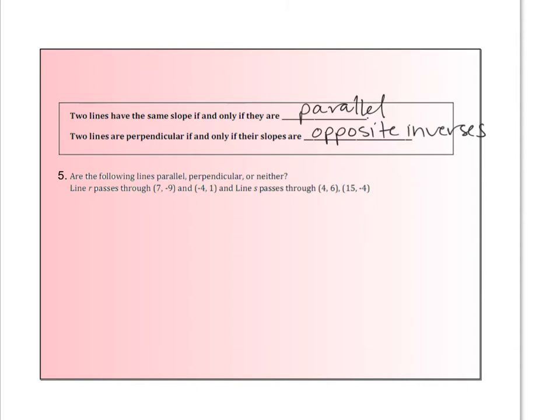All right, I'm going to have you guys try number 5. You're going to find the slope of R and you're going to find the slope of S, and you're going to try to figure out, are those two lines parallel, perpendicular, or neither? So find the two slopes and then compare them, and then unpause when you're done.